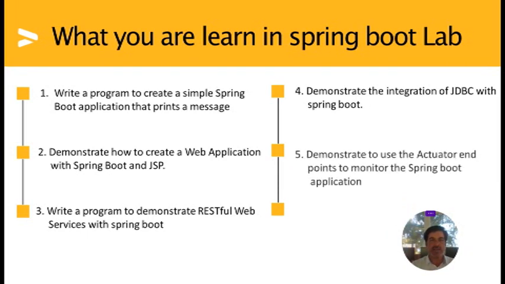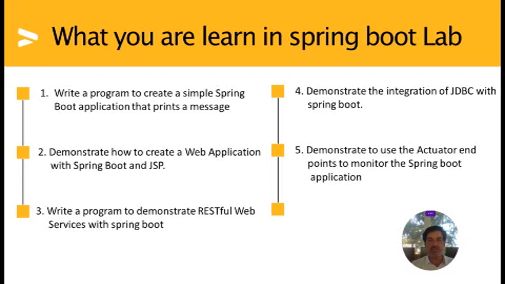The fifth experiment uses the Actuator endpoints to monitor the Spring Boot application. The Actuator endpoints let you monitor and interact with your application. We need to add the Spring Boot starter actuator dependency in our build configuration file. Maven users can add the dependency in the pom.xml file. Gradle users can add the dependency in the build.gradle file.